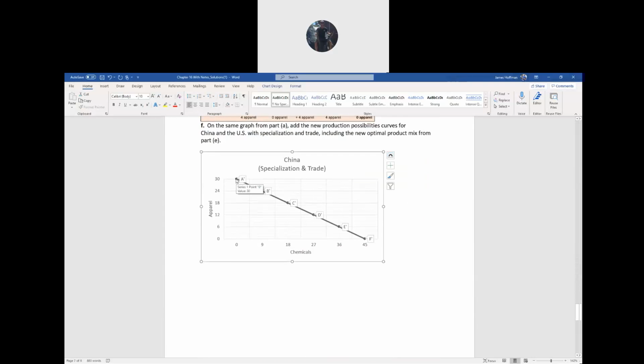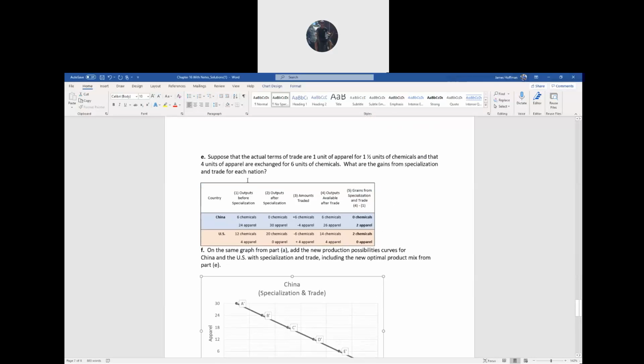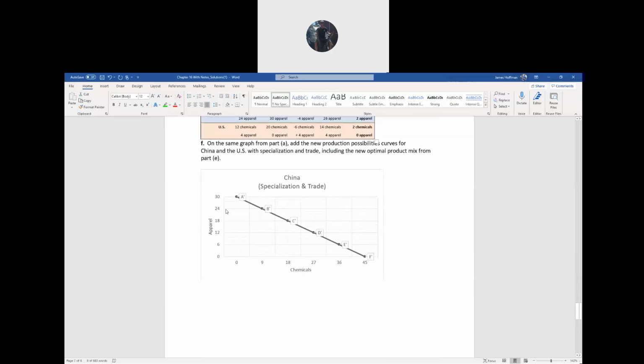Right there. Now, they can trade any of these apparel for 1.5 chemicals, right? Here's the rate. So anytime they trade away an apparel, they gain back 1.5 chemicals. All right, so what if they traded all of it? So basically multiply 30 times 1.5, and that's a possibility. If they traded every single apparel, they can gain up to 45 chemicals, which means that anything on this curve is a possibility after they specialize here and trade any of these amounts, right?